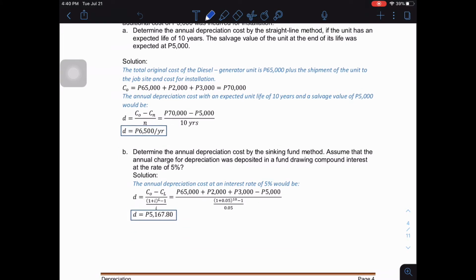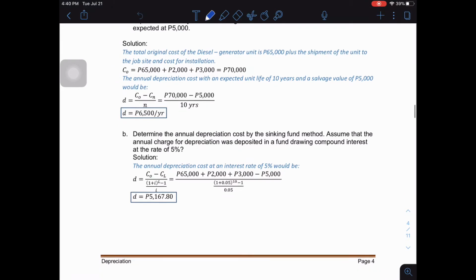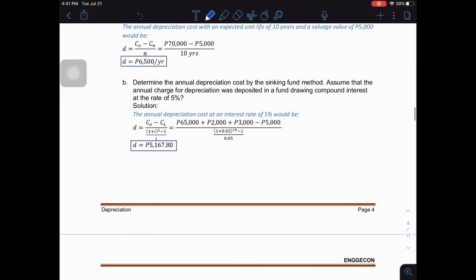Letter B, determine the annual depreciation cost by sinking fund method. So the sinking fund method would be this formula. We have the original cost as 70,000 pesos minus the salvage value of 5,000 pesos over the interest. Our interest would be 5%. So our depreciation would be 5,167.80 pesos per year.